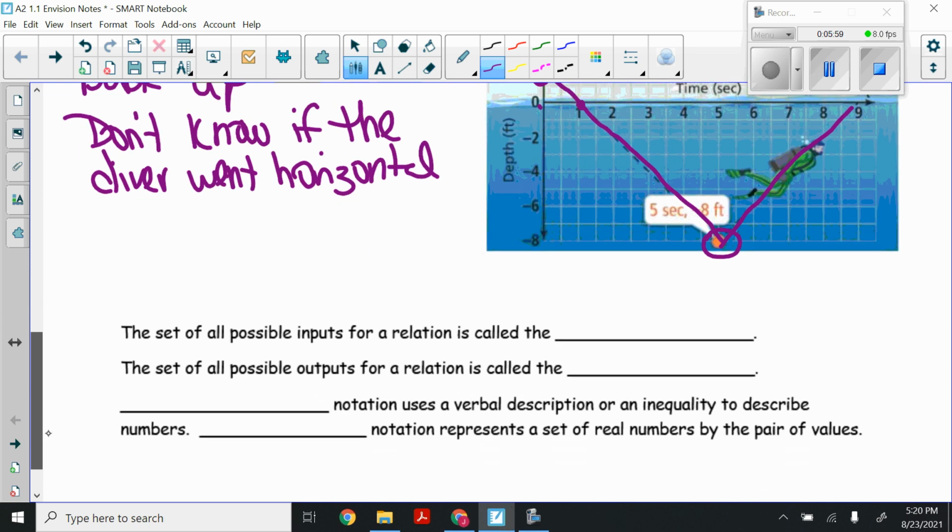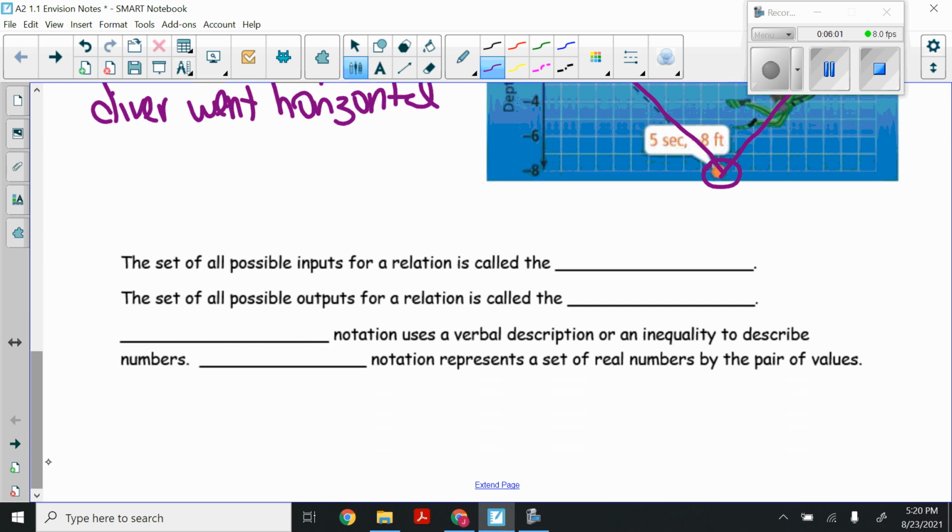All right, so now let's talk about some vocabulary. We talked about some of this yesterday. The set of all possible inputs for a relation is called the domain. This is what we put in. The set of all possible outputs for a relation is called the range. That's what we get back out.